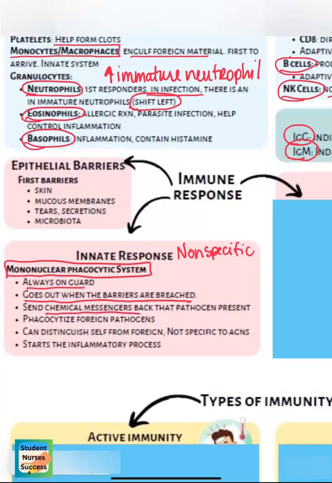It sends chemical messengers back that a pathogen is present to call up the other helpers in the adaptive immune system. The mononuclear phagocytic system also phagocytizes foreign pathogens, so they gobble them up. So when they run into them, they gobble them up right away. They can distinguish self from non-self, but they are not specific to certain antigens. They'll just kind of gobble up anything that is foreign. And they start the inflammatory process, which we know infection causes inflammation.